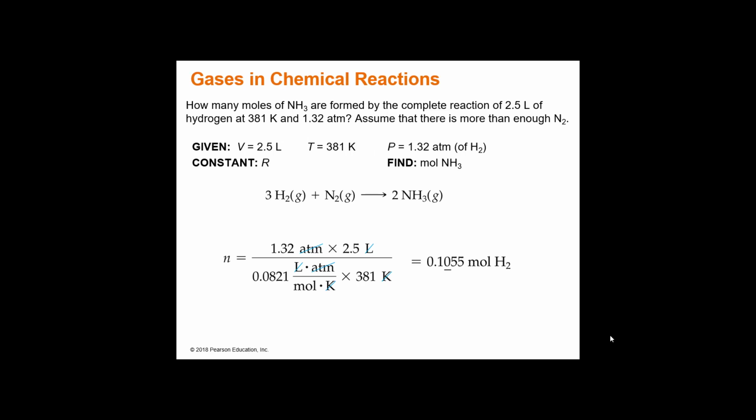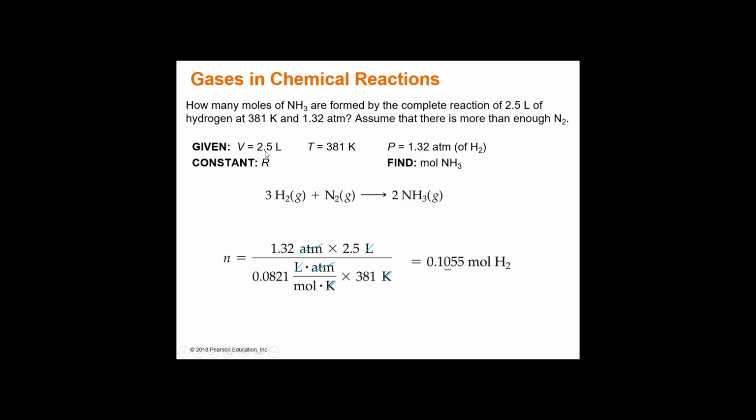How many moles of ammonia are formed by the complete reaction of 2.5 liters of hydrogen at 381 Kelvin and 1.32 atm? Assume that there is more than enough nitrogen. It wants to know how many moles of ammonia, but we're given no information on ammonia. We're given information on hydrogen. So we're going to have to use the information on hydrogen first, then based on the balanced equation, get the information on ammonia.